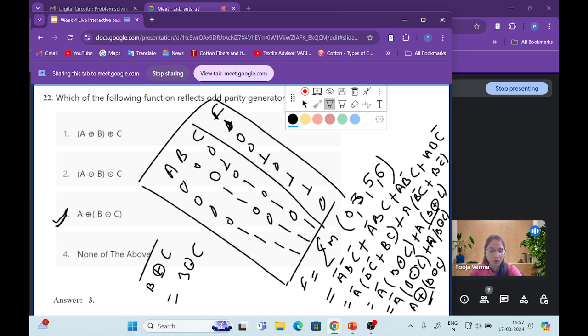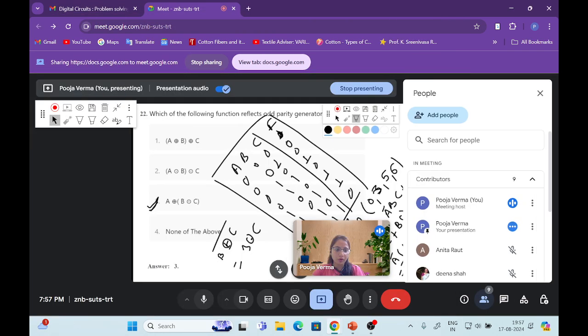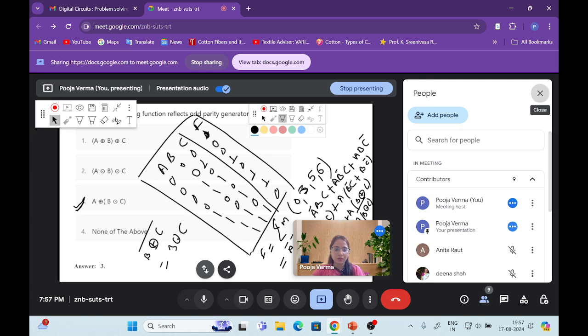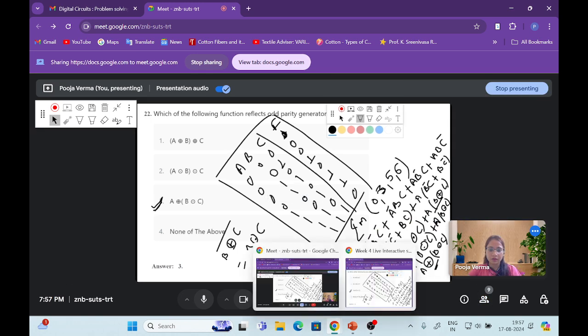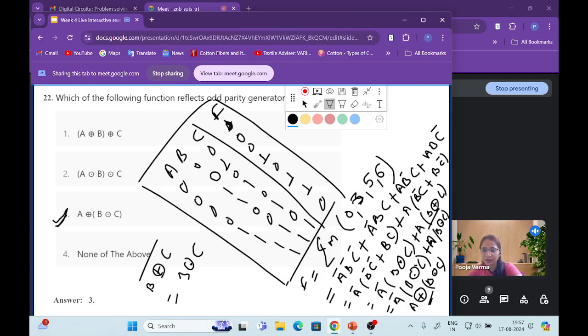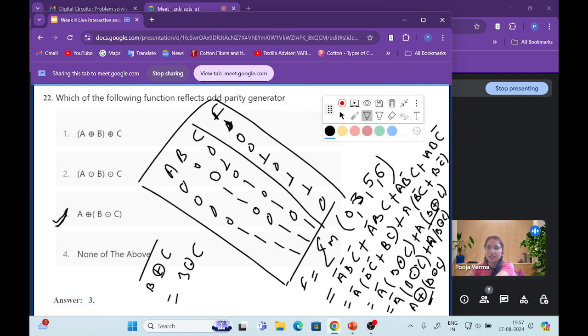Have you got this at this point? If you further solve it, you will get it. I hope all of you have got this. So option 3 is the correct answer. Option 3 reflects the odd parity generator, A XOR B, A XOR (B XNOR C), B XOR C. Okay, so moving to the next question.